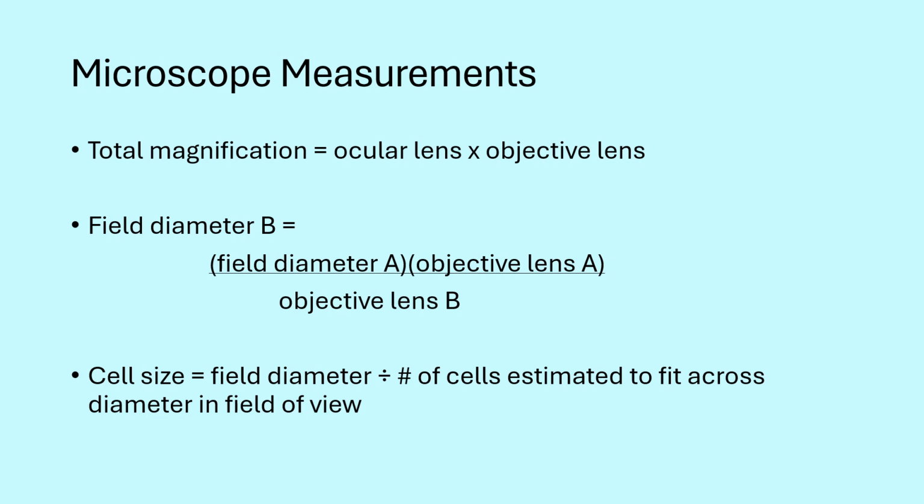And why do you want to know the field diameter? This is the distance across that field of view. You need to know that number to determine the cell size. So you take the field diameter, and you divide that by the number of cells, not that you see, but the number of cells that you would estimate lined up end to end to fit across the diameter. And that will tell you the cell size of an individual, whatever it is you're looking at. Maybe a bacteria, maybe a fungus. There's a huge range in the sizes of cells, so this will give you some clue as to that.